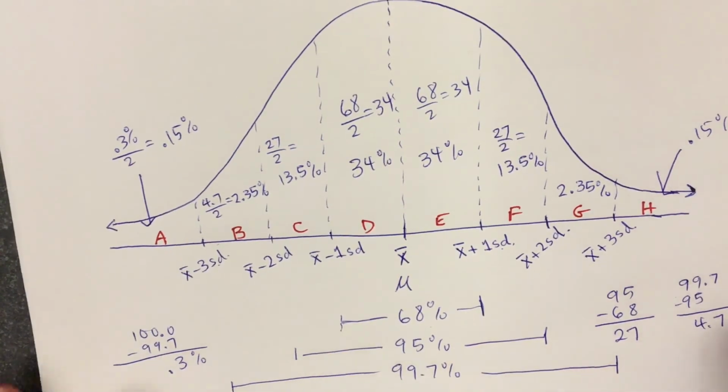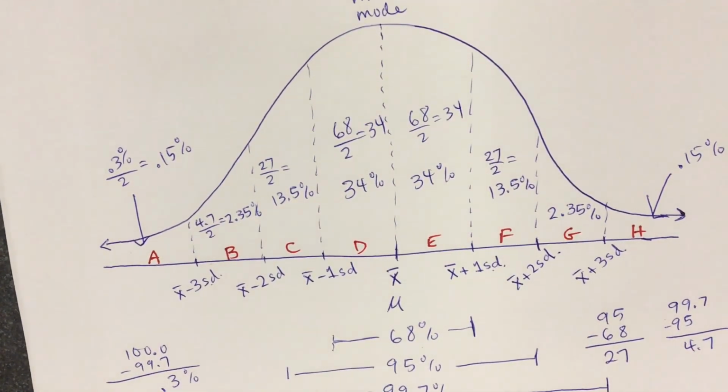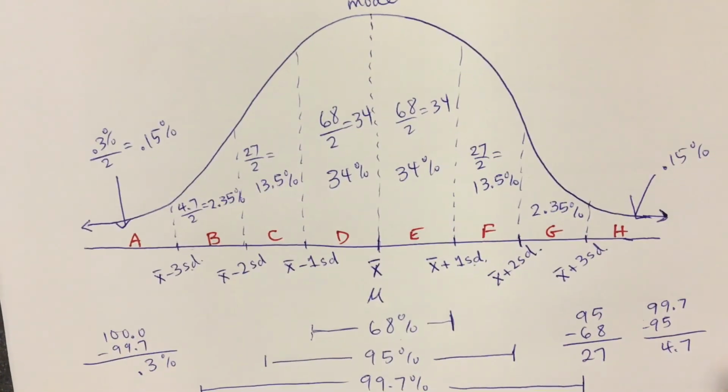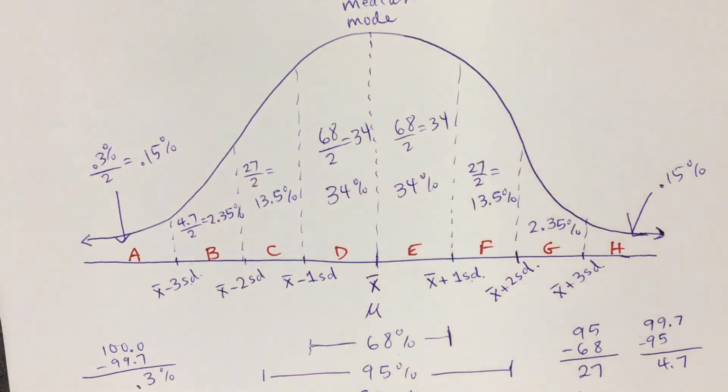You'll hear me call this the fringe. Don't forget about the fringe. And if you look at the normal curves on the computer, it looks like the fringe is empty. And that's where students make mistakes. They forget about the fringe. Don't forget about A and H. Bottom line, you need to know these percentages. You know these percentages, you'll be able to answer the questions on the homework.